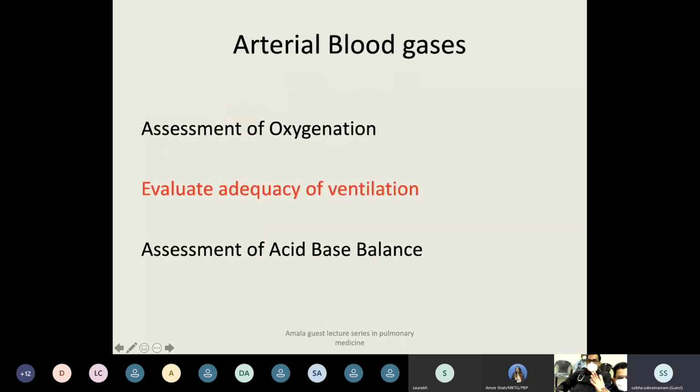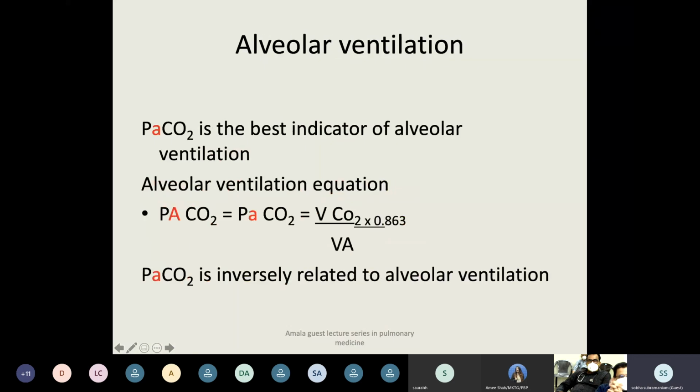Now coming to the adequacy of ventilation, the most important parameter to look at is the PCO2. PaCO2 is the best indicator of ventilation, and the equation is alveolar CO2 is equal to arterial CO2 is equal to VCO2 into respiratory quotient by the alveolar ventilation. And we all know that PaCO2 is inversely related to the alveolar ventilation. So when you have hyperventilation, you will blow off the CO2 and your PaCO2 will be on the lower side. When you have hypoventilation, your PaCO2 starts accumulating.